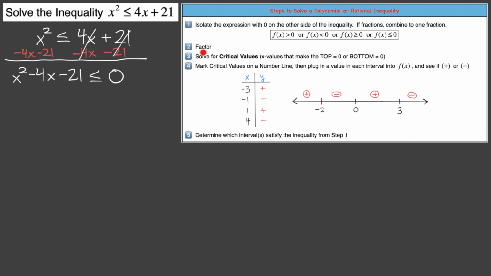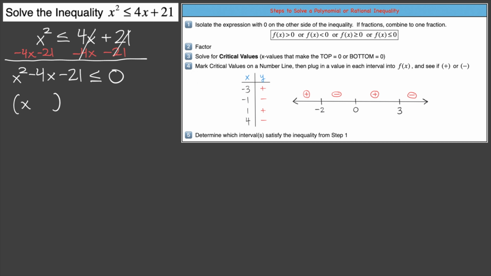All right, next step is to factor. So this is a quadratic, so let's try to factor. What are factors of 21? Well, there's 7 and 3 and 21 and 1. Which of those has a difference? Because the 21 is negative, we need two numbers that have a difference of 4. So those two numbers are 7 and 3.